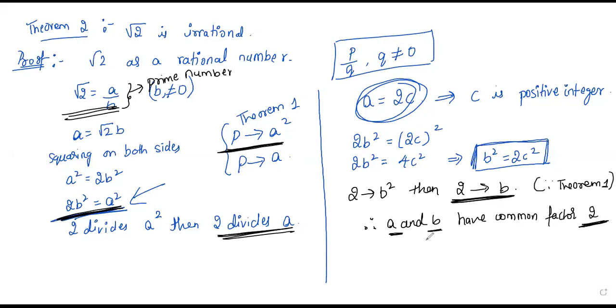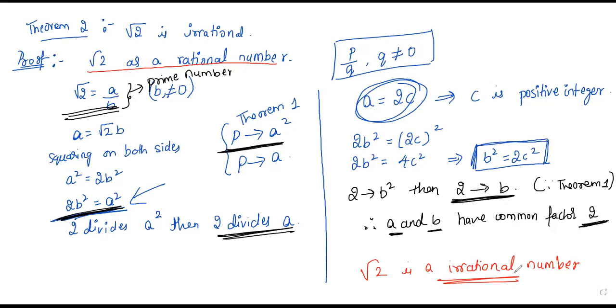So whatever assumption we have taken, that is false. What assumption have we taken here? The assumption is that root 2 is a rational number. So we proved that the assumption is wrong, which means root 2 is an irrational number. Okay. Clear with this? Just make a note of it.